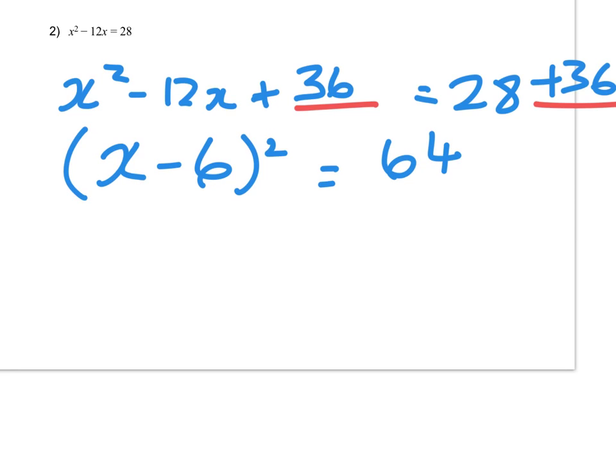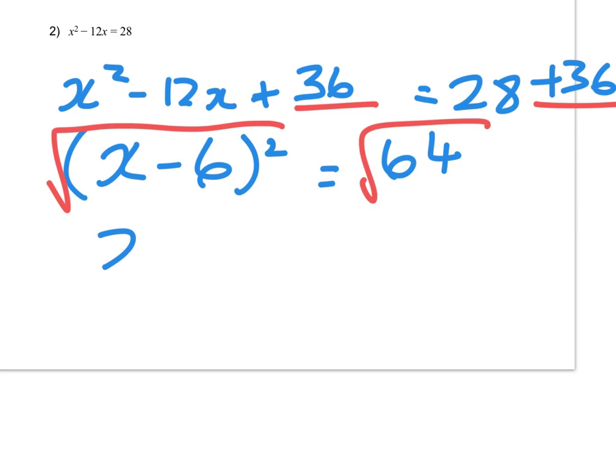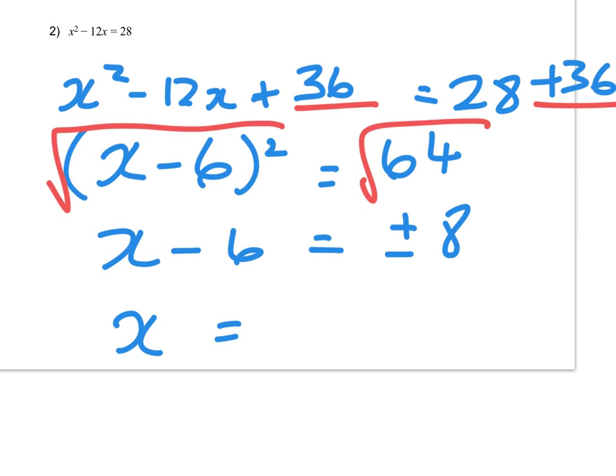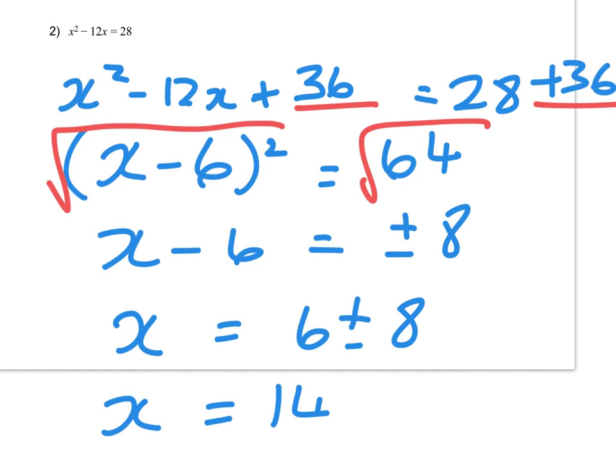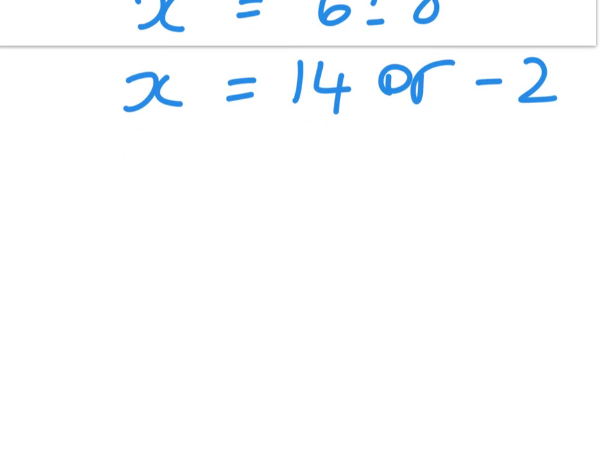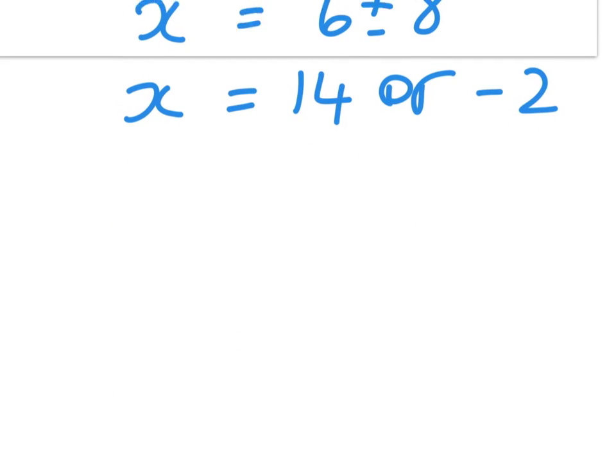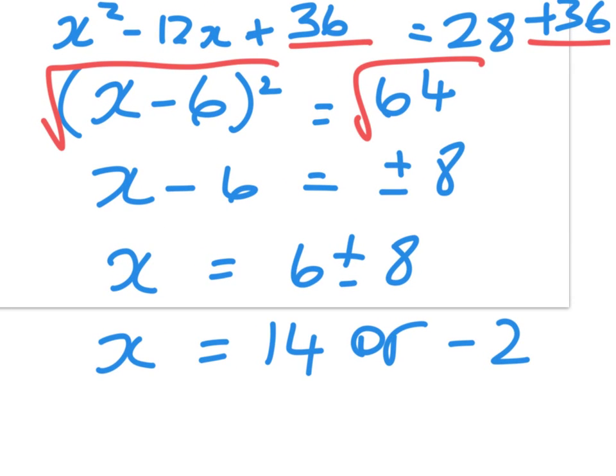Okay, go with it then, you work it out. Square root each side to solve. So you're going to be left with x minus 6 equals plus or minus root 64, which is 8. So x equals 6 plus or minus 8. So that means that x equals 6 plus 8 is 14. 6 minus 8 is minus 2. They're your two answers. Alright? Come back down. Right, we'll go on to the next one.